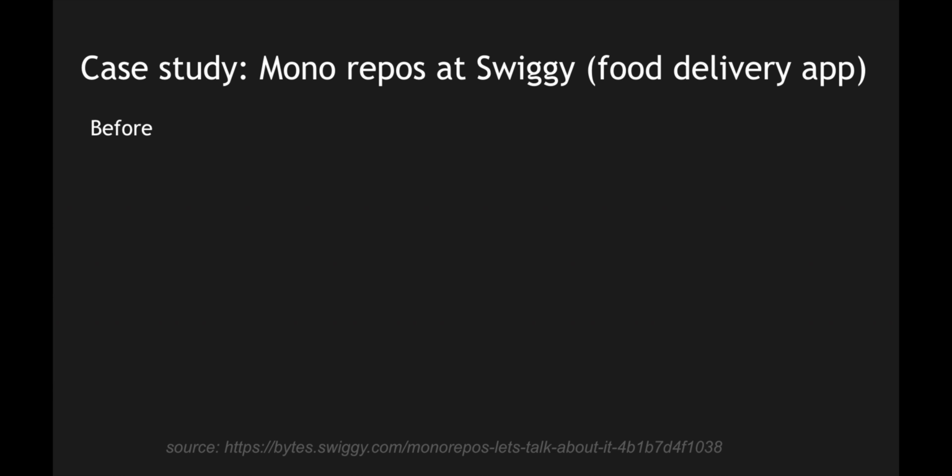Before moving into Monorepos, this is how their front-facing desktop and mobile applications were exposed in the company. They had something called DWeb, which is the desktop website of Swiggy. They also had something called MWeb, which is the mobile website of Swiggy. So these are two different websites, and they had two different repositories.